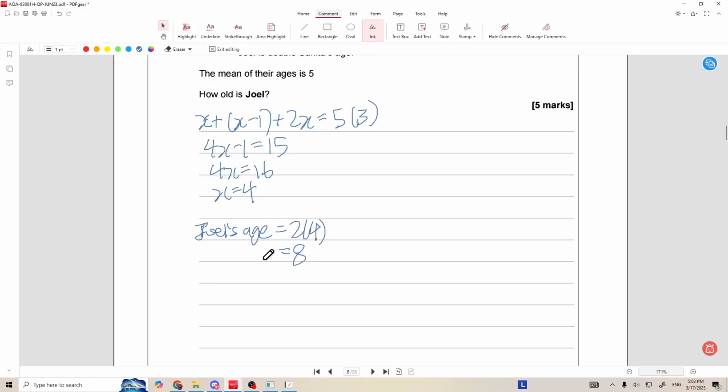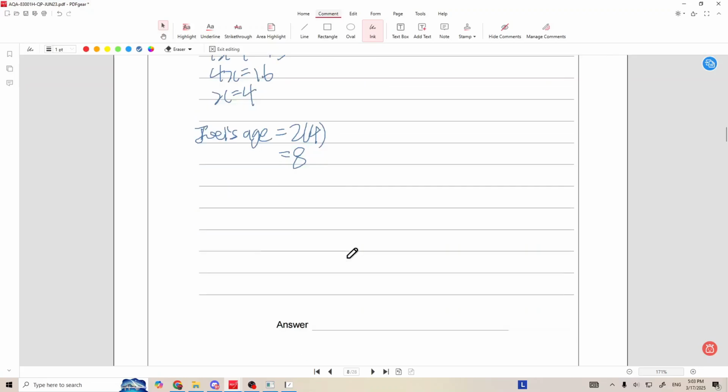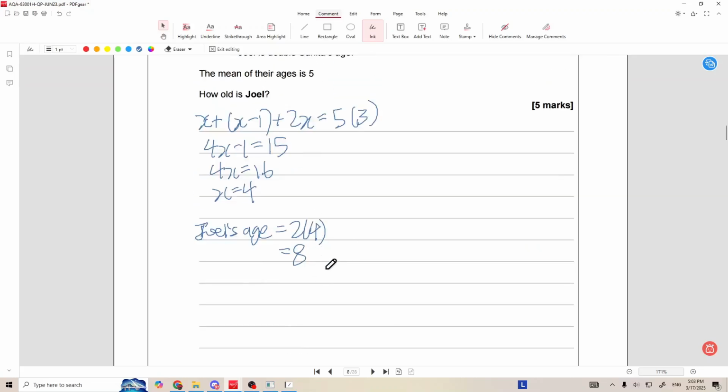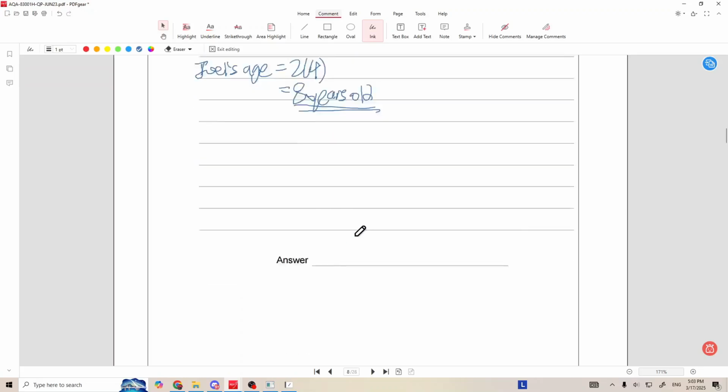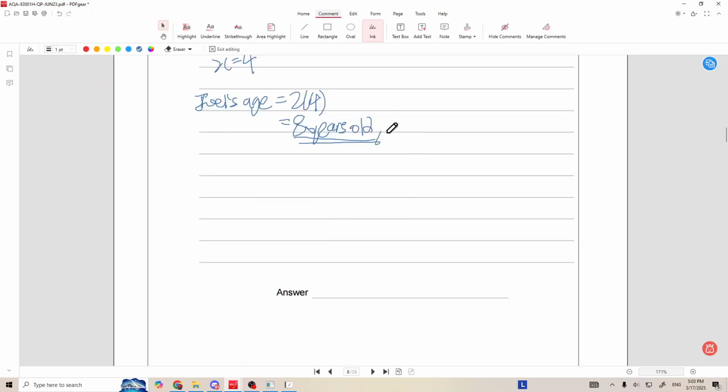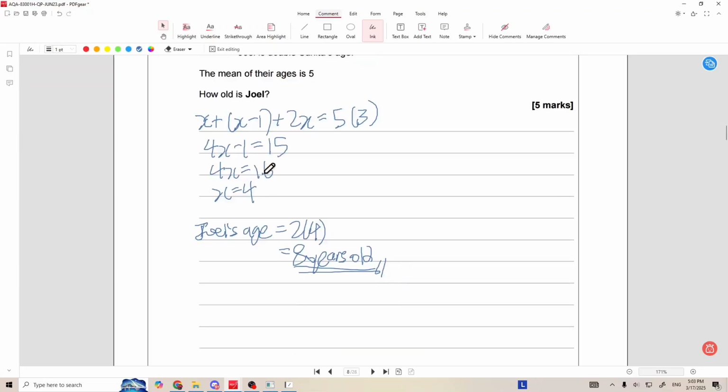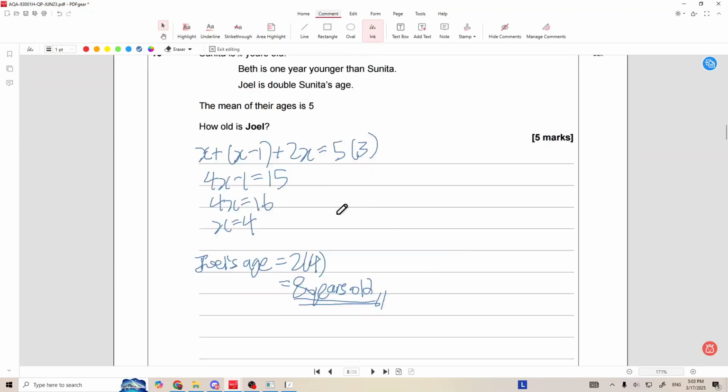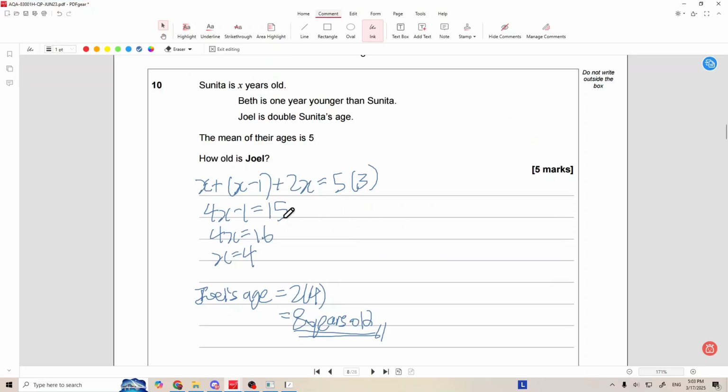Really? That's all we had to do for 5 marks? Well, 8 years old. We gotta remember the units. 8 years old. How is this 5 marks? Am I tripping, or is this too little work just to get 5 marks? I mean, this should have been like, what, 3 at most. Is there some crucial step of working that I'm not following?